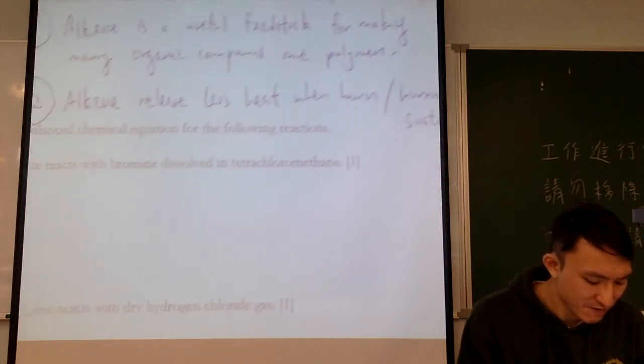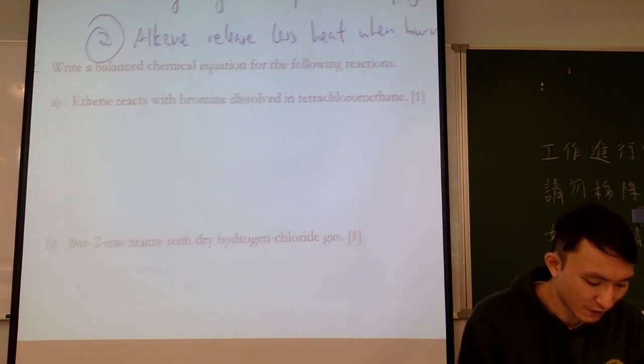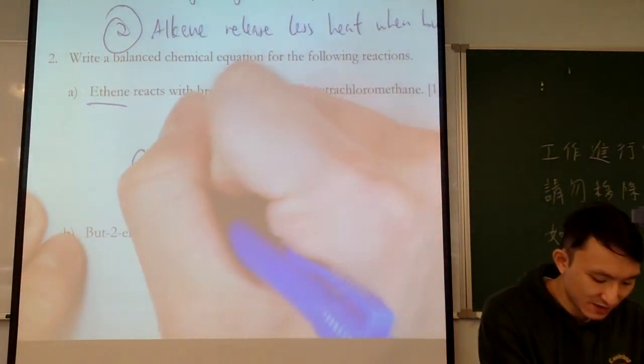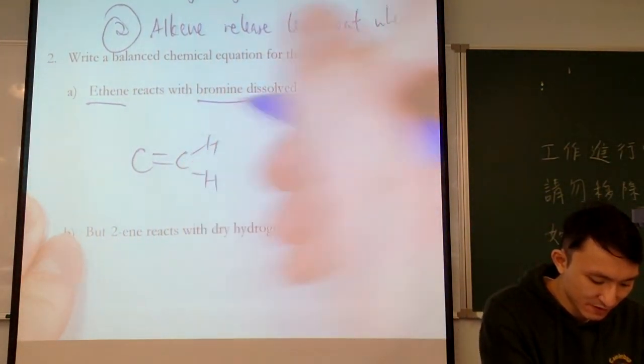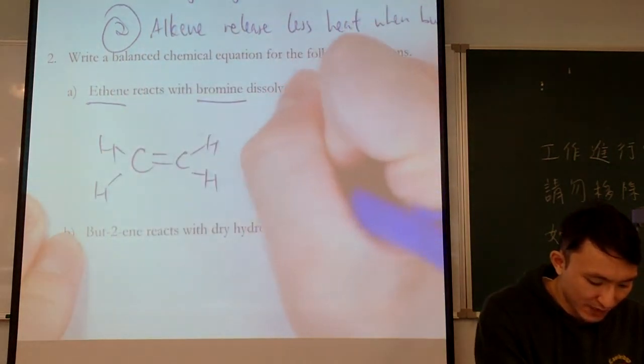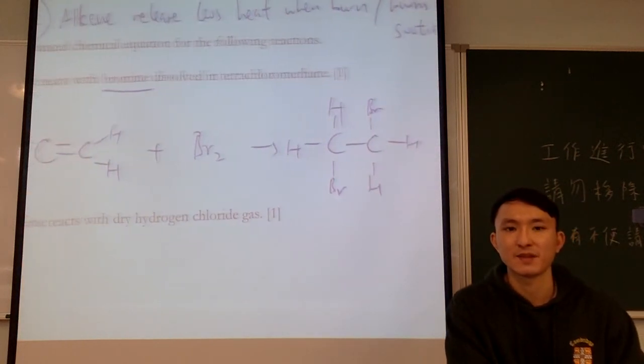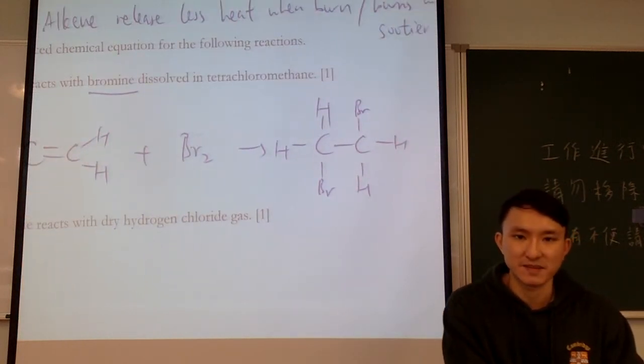Okay, down here again, balancing equation for the following reaction: ethene with bromine. Okay, ethene here, bromine here, forming 1,2-dibromoethane. Okay.